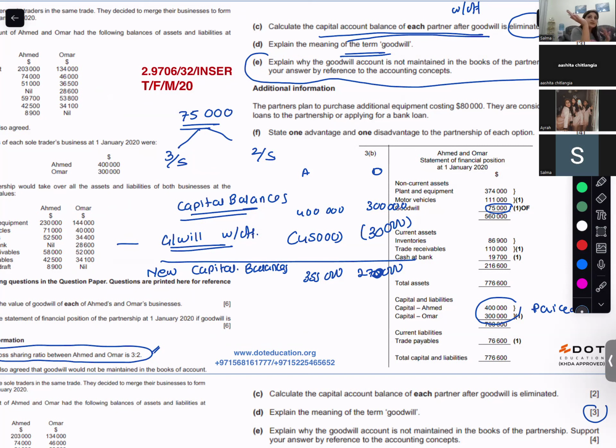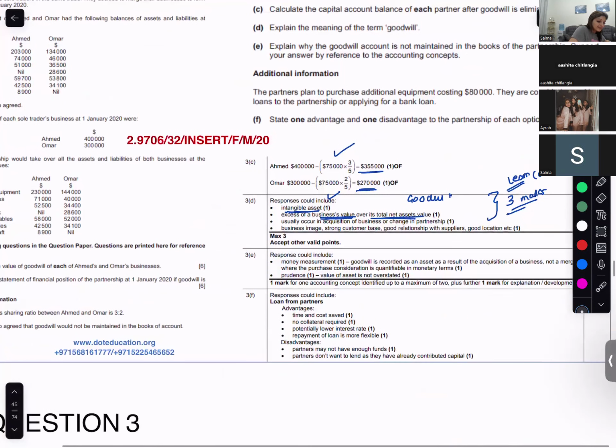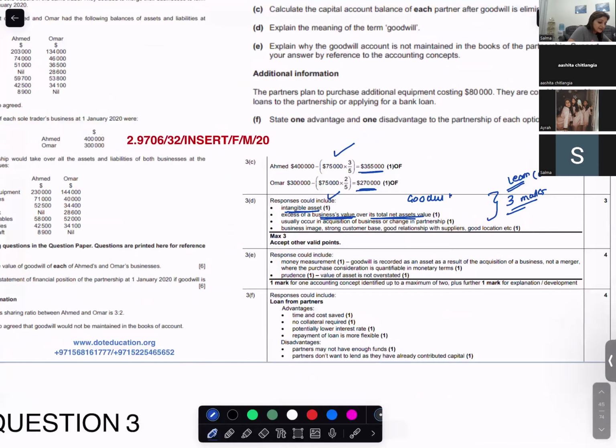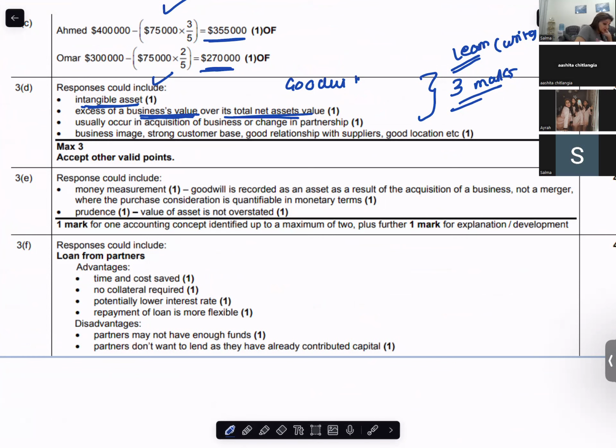You need to value goodwill whenever there is a change in the structure. When there is a change in the structure, as in admission, retirement, merger, you need to give the old partners the benefit of the goodwill. But you still need to eliminate it. It is because of the money measurement concept.